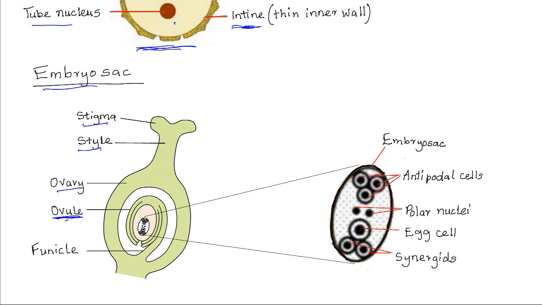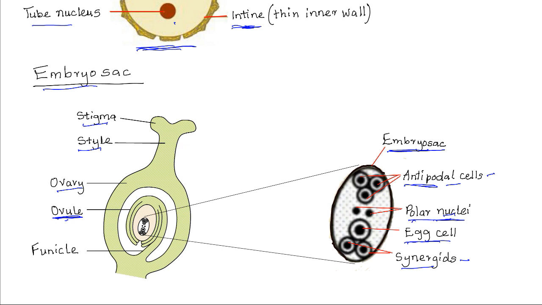Each ovule contains the structure known as the embryo sac. Within the embryo sac, there are nuclei and cells. 6 cells: 3 antipodal cells, 1 egg cell, 2 synergids. Synergids and antipodal cells are non-functional eggs. Well, there's only 1 functional egg and 2 naked, that is unenclosed nuclei known as the polar nuclei.